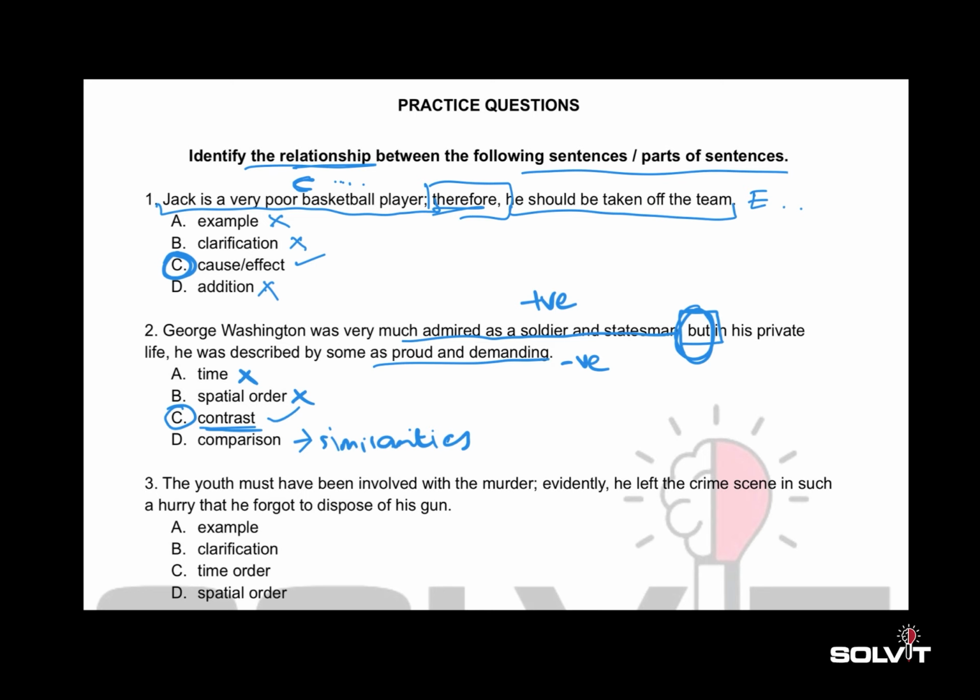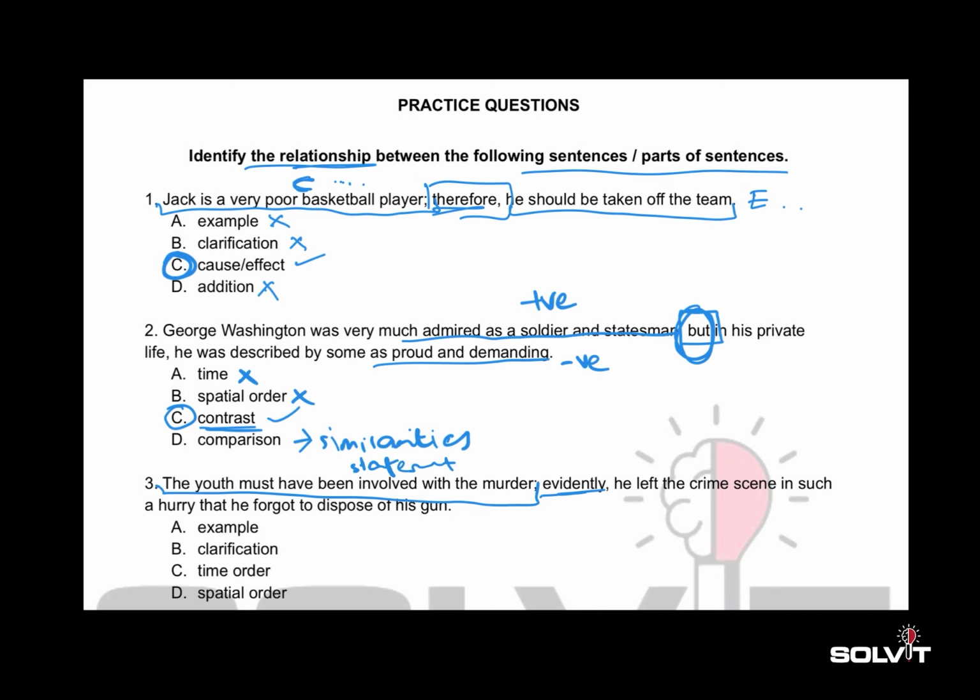Let's look at the third one. The youth must have been involved with the murder. Evidently, he left the crime scene in such a hurry that he forgot to dispose of his gun. Okay, now what is happening here? The youth must have been involved with the murder. This is a statement that someone is making, that the youth must have been involved with the murder. Evidently, he left the crime scene in such a hurry.